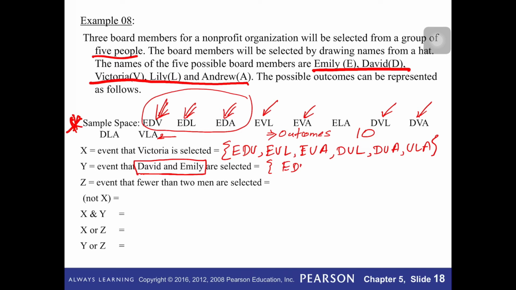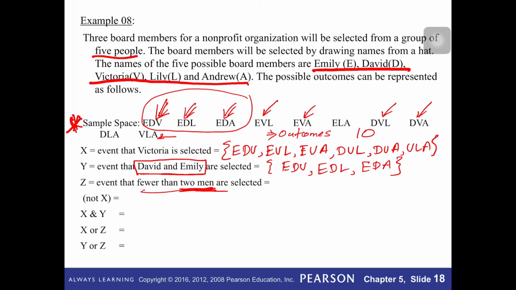So EDV, EDL, EDA, only 3, right? Yes. So C, event that fewer than 2 men are selected. Fewer than 2 men means it can be 1 man. It cannot be 2 men, it can be no men or 1 man, that's it.